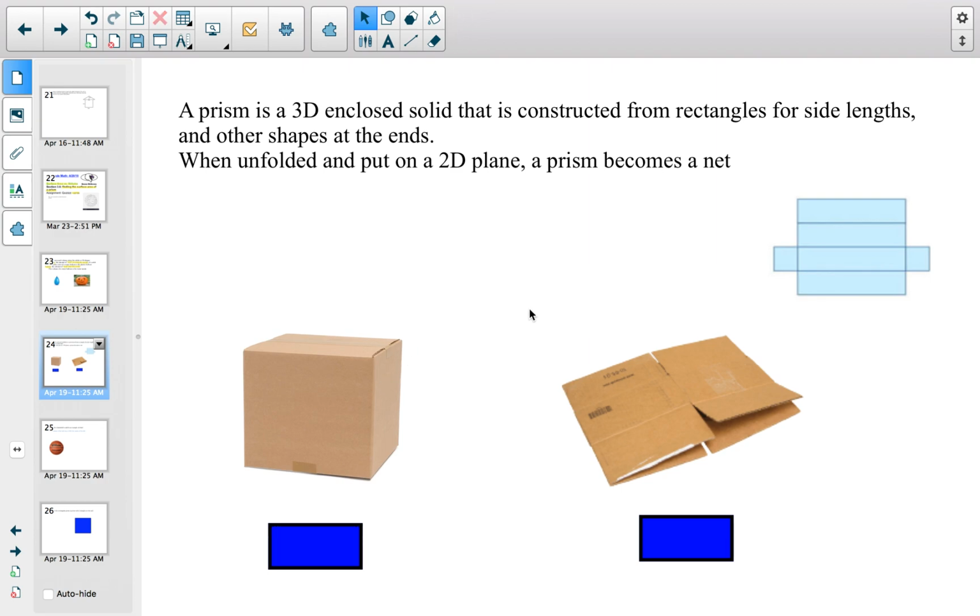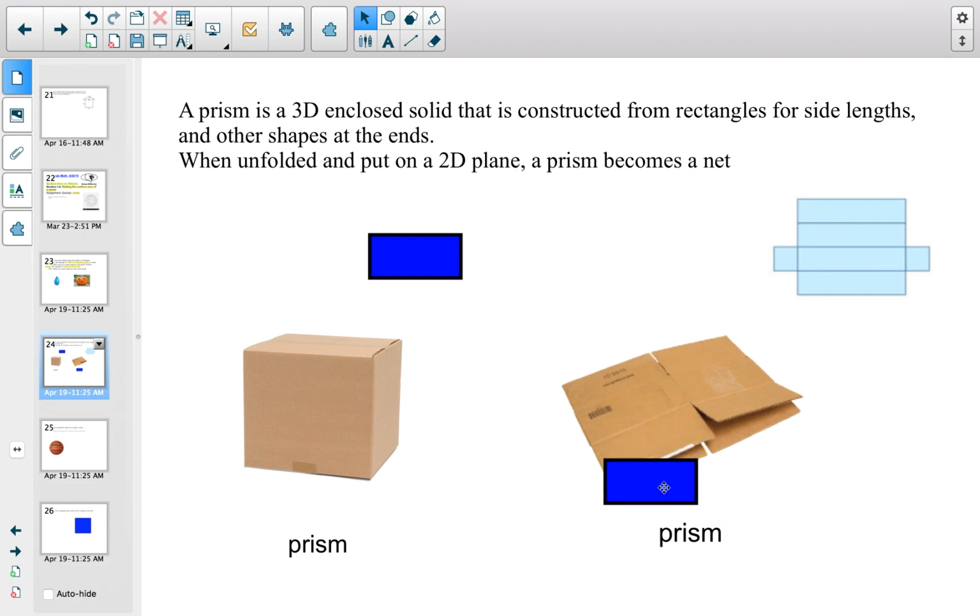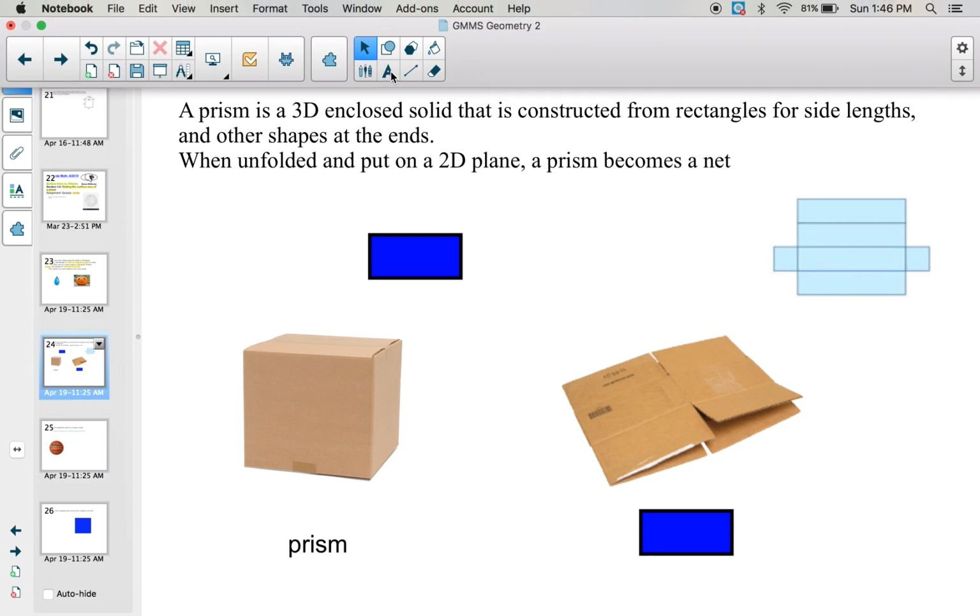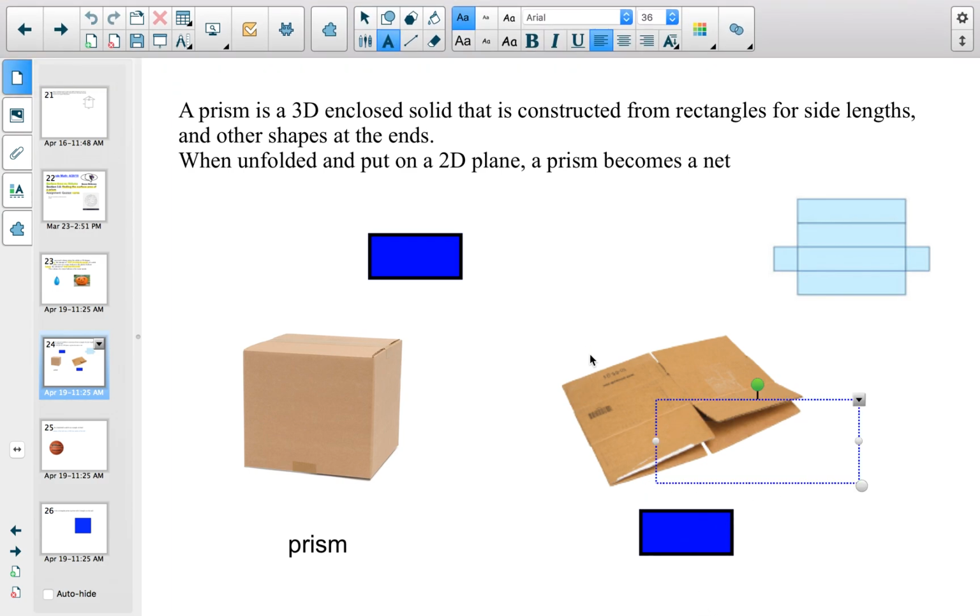A net is when you unfold that 3D shape into a 2-dimensional kind of drawing where you can fold it. So, like I said, a box like this, that's an example of a prism. Now, when the box is unfolded, that becomes the net. No, I was supposed to say net. Let's fix that here. Net. Okay.